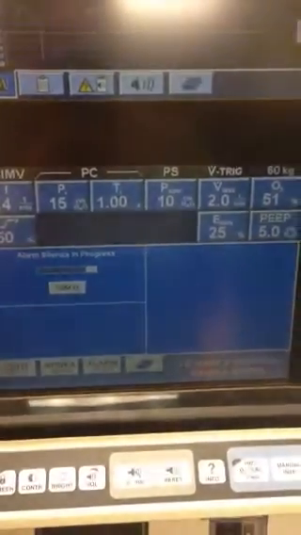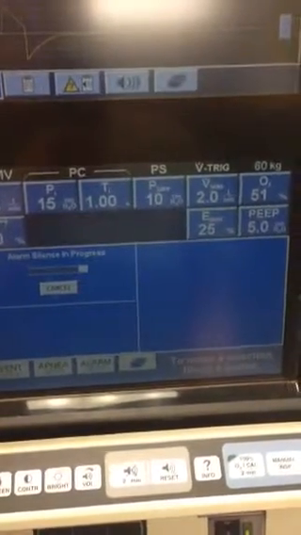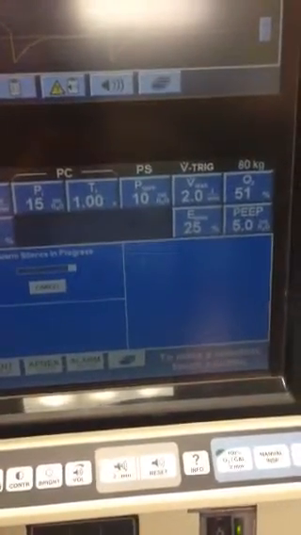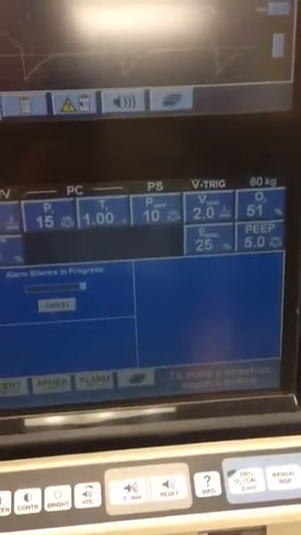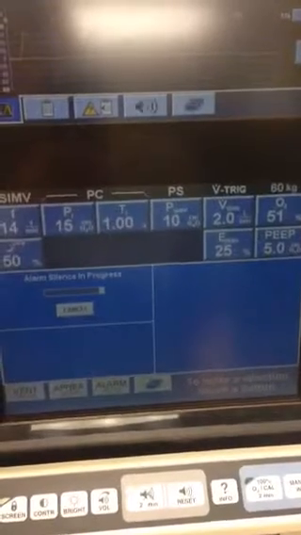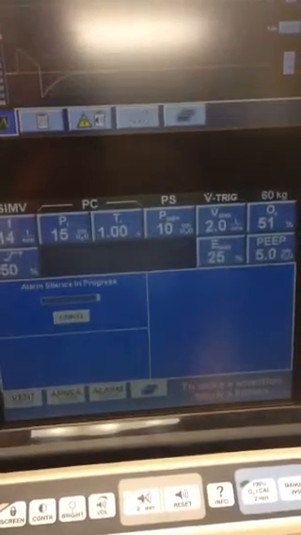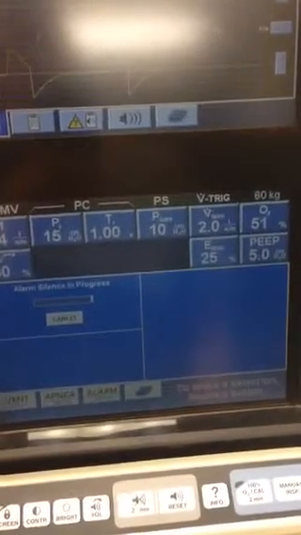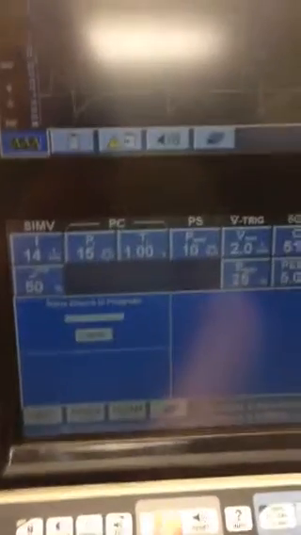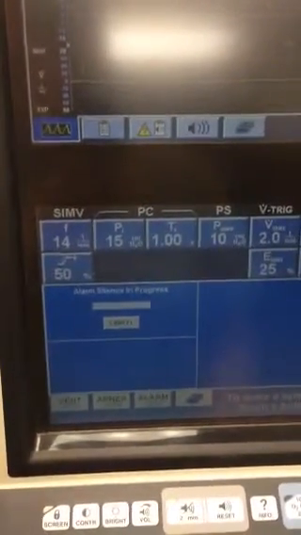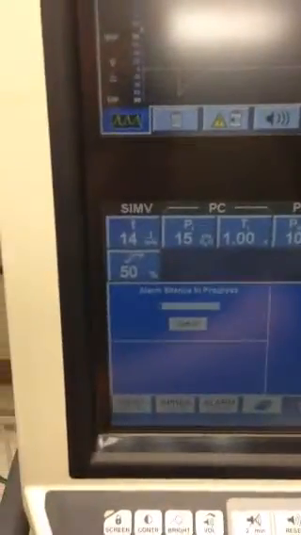Our trigger, which is our change from E to I, is where you want the ventilator to be set to actually sense the patient's effort to trigger a breath. Flow trigger is a sensitivity that's being set with the breath.